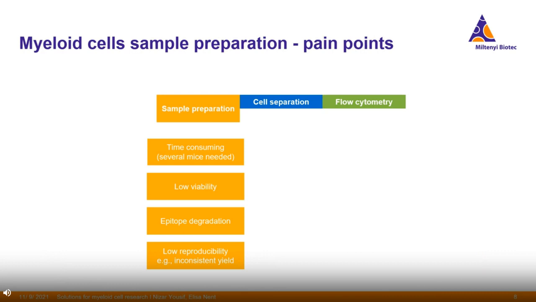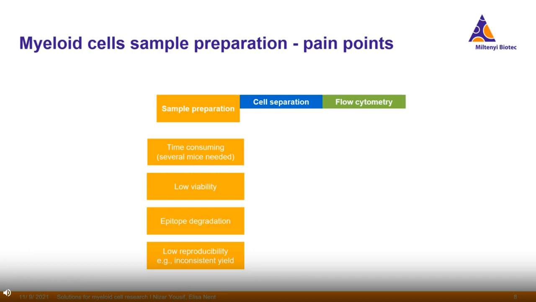So, what are the challenges for myeloid cell sample preparation? Well, time is an important factor. Some researchers process several samples, which requires long preparation time. Having a low number of viable cells is a big challenge in many experiments. And also epitope degradation due to improper sample preparation is a problem for downstream applications, for example, flow analysis or functional analysis, where the cell surface receptors are needed. Having inconsistent yield is a challenge for reproducible results. So what are the solutions?